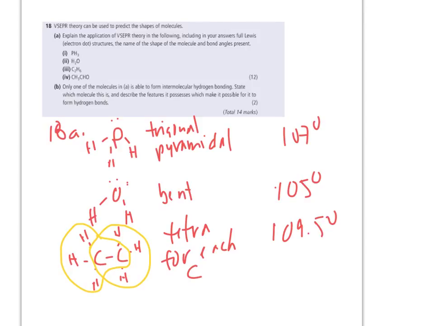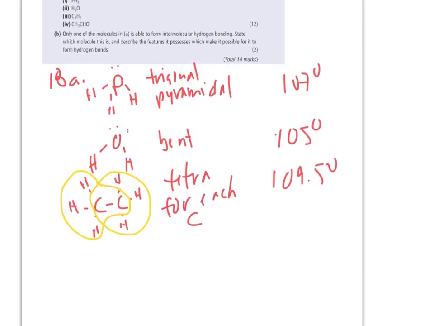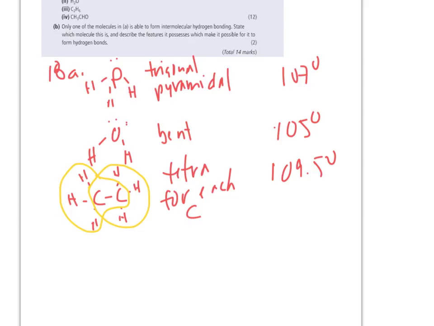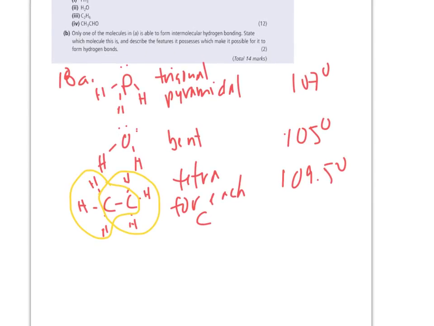And then number 4, CH3CHO. Drawing this in the order that it appears, I've got CH3, CH, and then the O is going to have to be double bonded there. So the left one, the left carbon, is going to be tetrahedral.